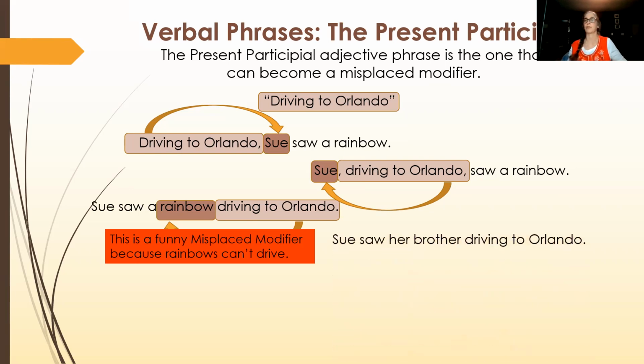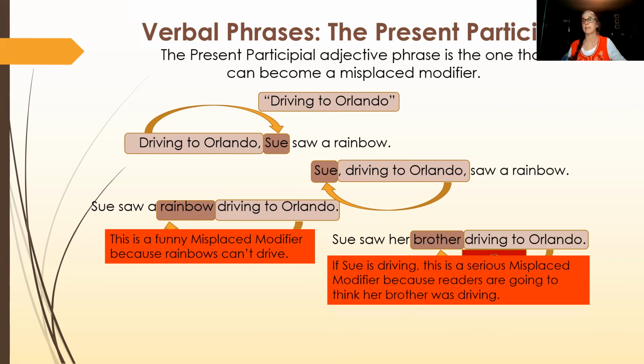But let's do the exact same structure. Sue saw her brother driving to Orlando. Now, if Sue is the one driving to Orlando, this is very serious because we have completely misled our reader. We know Sue was the one driving to Orlando when she saw her brother, but our reader is going to assume that Sue saw her brother while her brother was driving to Orlando. So that's why we have to be very, very careful to put our modifiers in the right place. Because sometimes we'll just make our readers laugh. Other times we will completely confuse or mislead our readers.